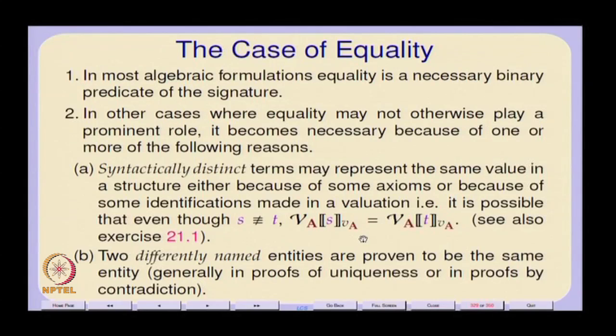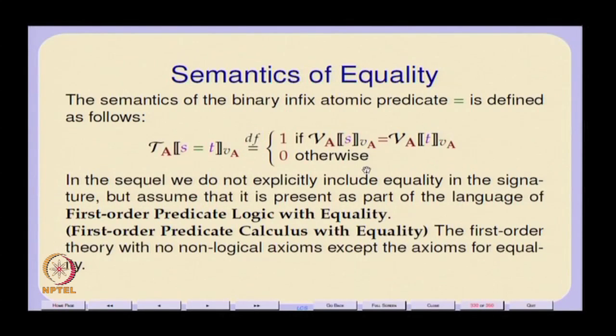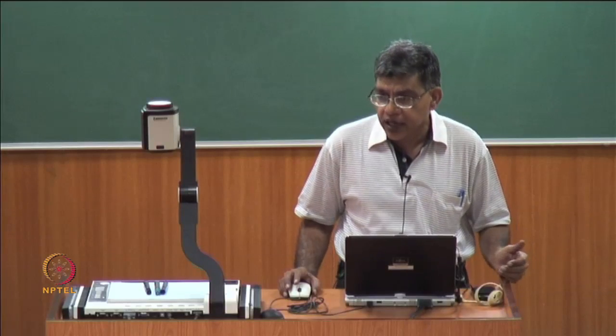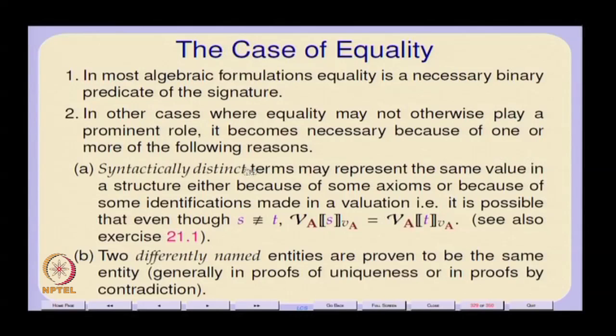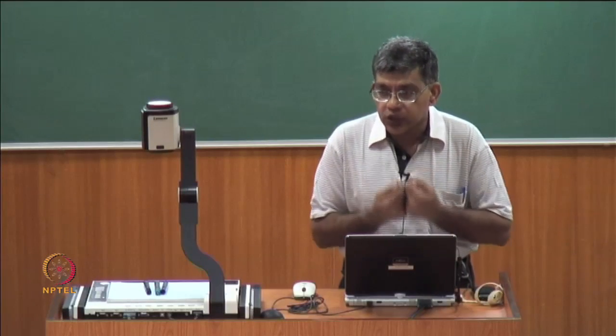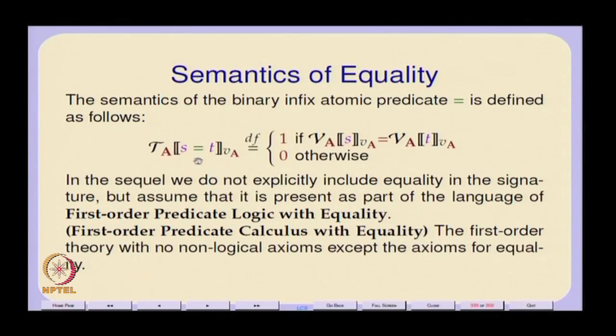Okay, so then there was this case of equality. In the case of equality, of course, the semantics of equality is something that we'll fix, because it's something that's going to be there in all algebraic structures. However, keeping in mind the fact that syntactically distinct terms under certain interpretations might lead to the same value in the structure, we have to define the semantics of equality essentially as this. So, S and T might be two distinct terms, and under any interpretation A with evaluation V A, this equality is true if the value of S and the value of T are the same in the structure A, and otherwise it is false.